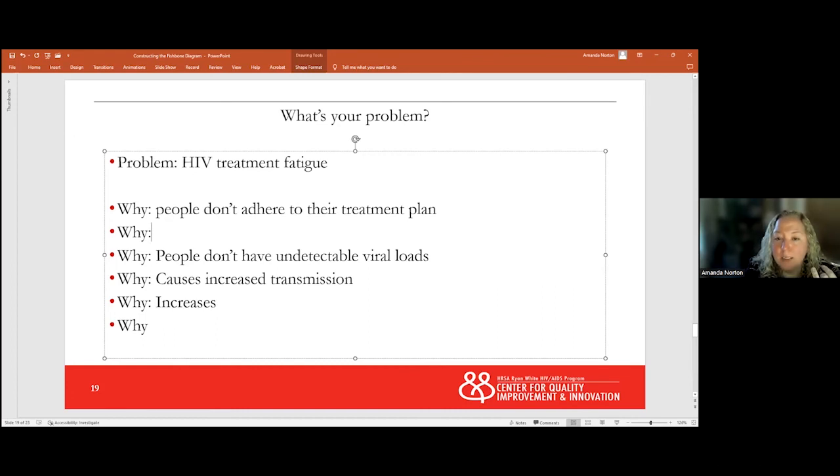So the fatigue is leading to, I think we can go in 2 places here. This is a great example, because there's 2 different ways we can go. We can go towards, is the issue really around the spread of HIV? So without undetectable viral loads, we are increasing the spread, or is it more patient-centered, where, well, why aren't they adhering to their treatment plan? Do you have an idea around why aren't they adhering to their treatment plan?